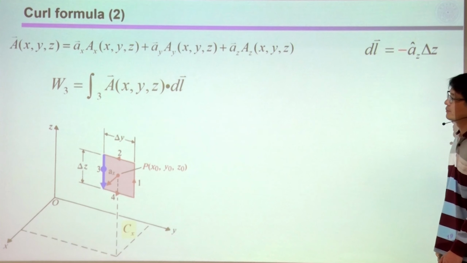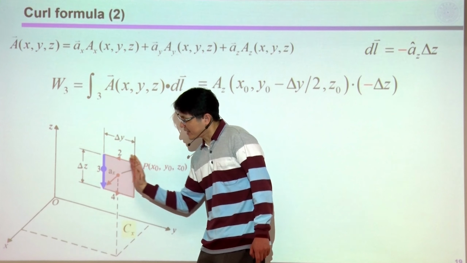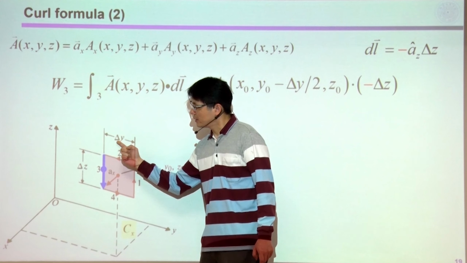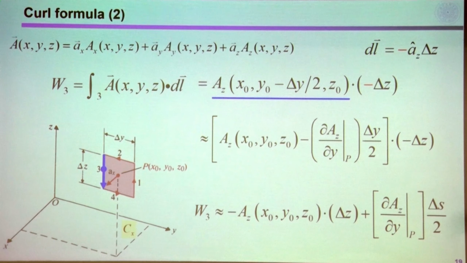Alright? Now, of course, the segment is offset negatively in the y direction by delta y divided by 2. So it has a negative offset in the y direction. And our dl, differential length, is now pointing downwards. It has a negative sign. So again, we perform Taylor's expansion, and we'll arrive at this formulation.